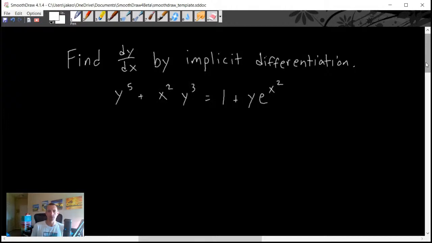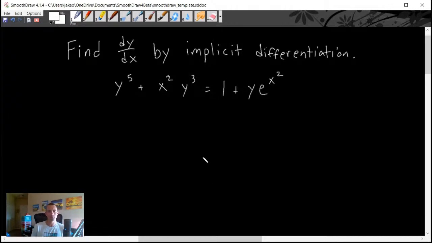So here's the second example we're going to go into here. Find dy dx by implicit differentiation, where this time our equation is y to the 5th plus x squared times y cubed equals 1 plus y times e to the x squared.